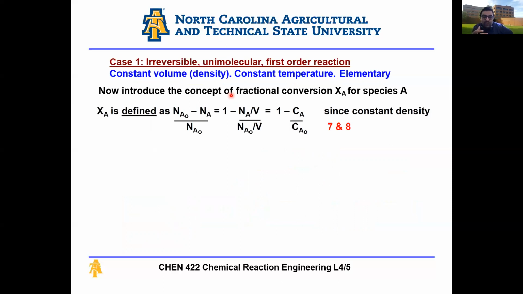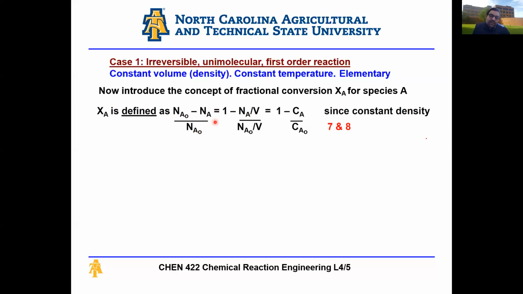Fractional conversion is basically the ratio of reacted component divided by the initial concentration of this component, or initial number of moles. So in this case, XA is defined as NA naught, which is your initial number of moles of A, minus NA, which is the final number of moles of A, divided by NA naught. So initial number of moles minus final number of moles is equivalent to the number of moles which reacted, divided by your initial number of moles. So again, your conversion is the number of moles reacted divided by initial number of moles.